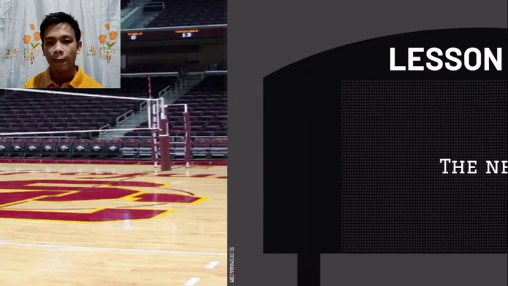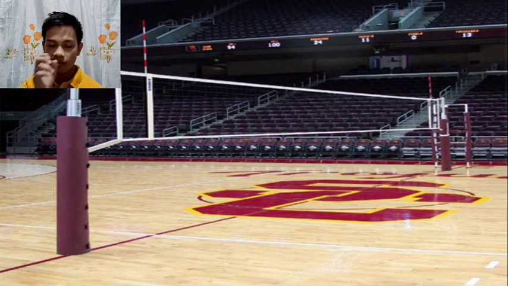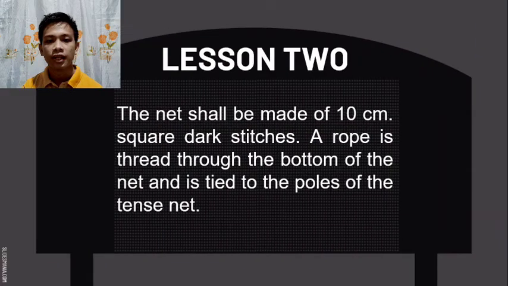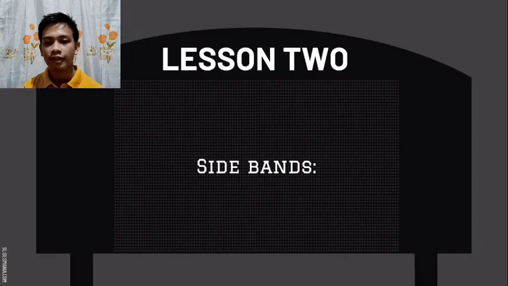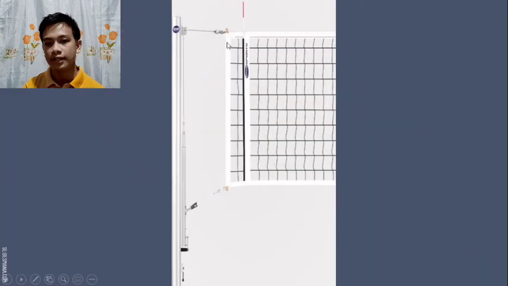Next, the net. Okay, ito yung net natin. The net shall be made of 10 cm square dark stitches. A rope is thread through the bottom of the net and is tied to the post of the net. Ito, side bands. Ito yung side band. Itong part na to. Ito naman yung side band.